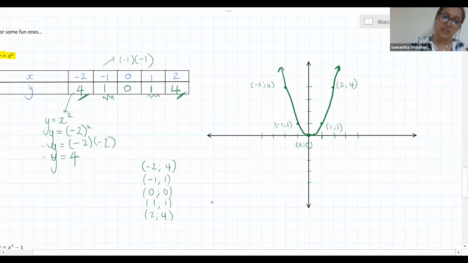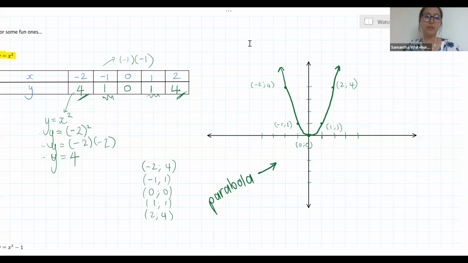As Yolenda's just said, this is actually called a parabola. You don't need to know this. I'm just showing you some fun and interesting graphs. This will become important in grade 10. But for right now, you don't need to stress about what it's specifically called. You just need to get sort of the shape.